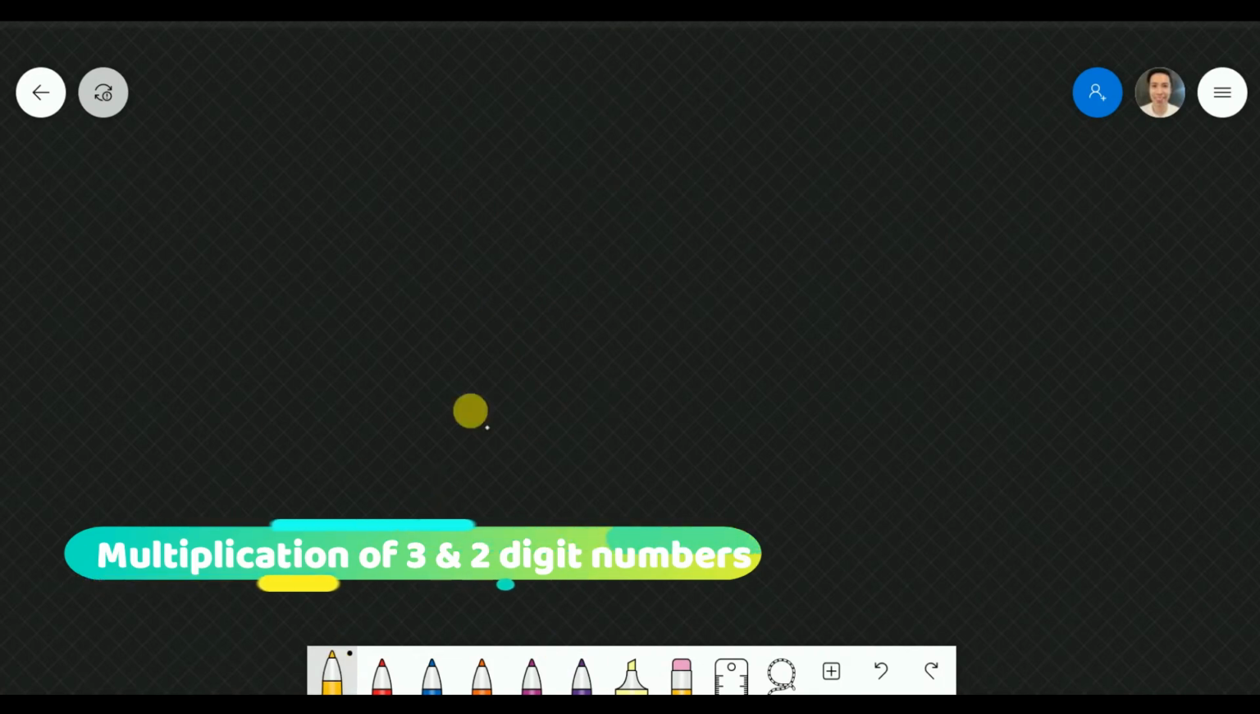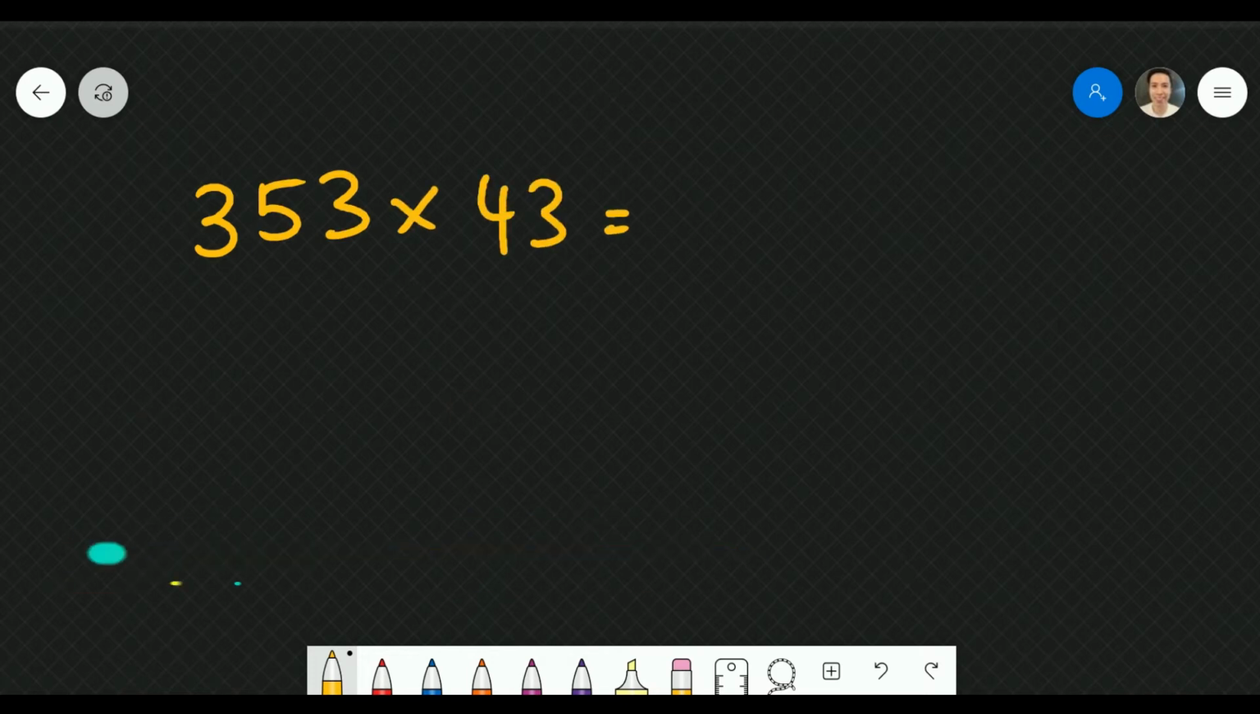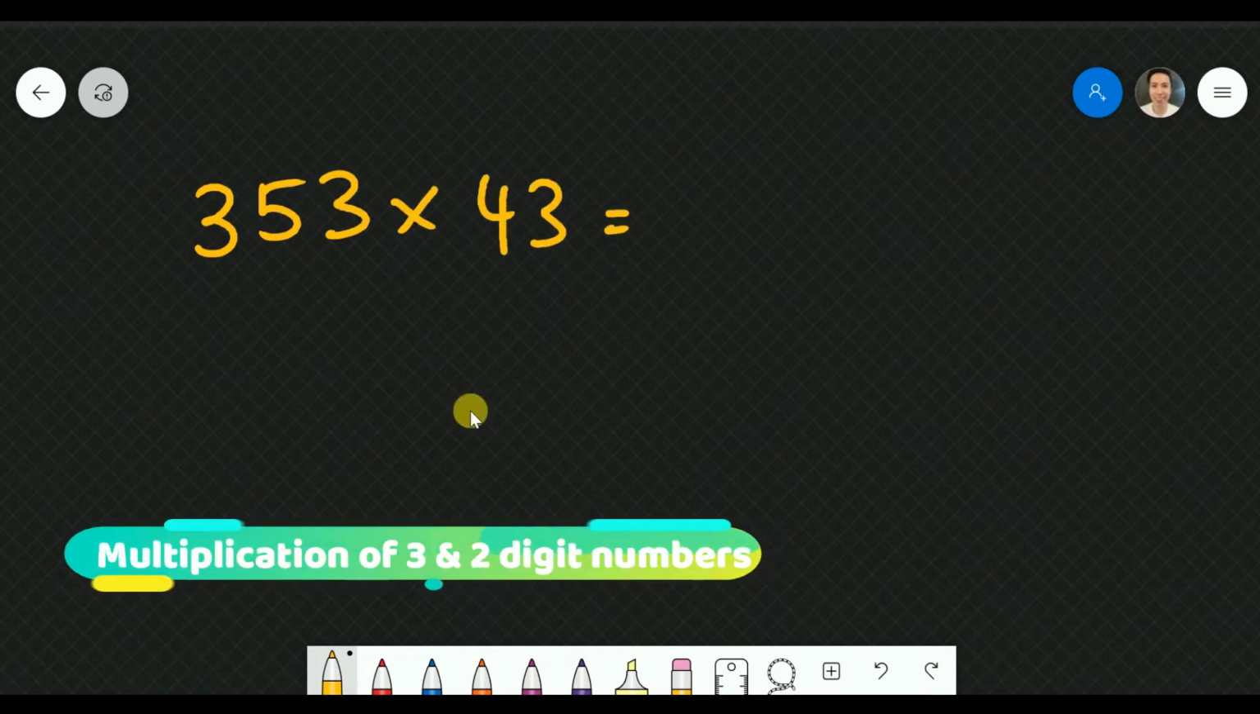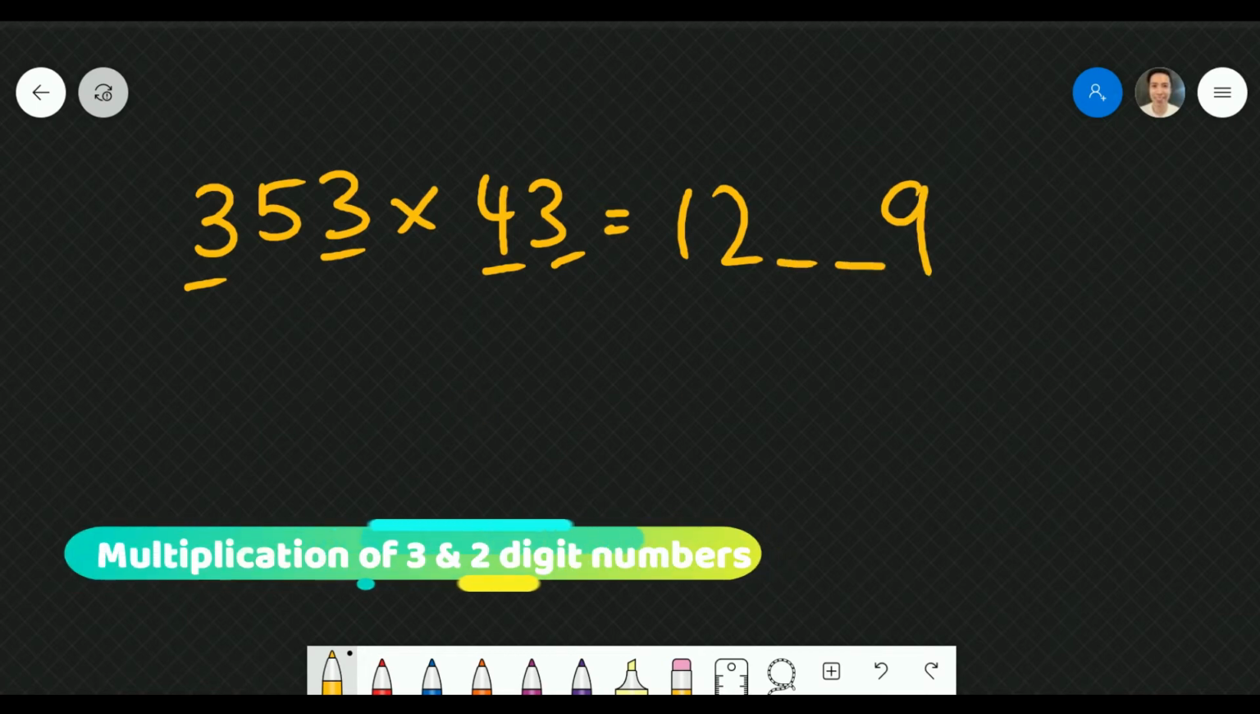Okay, what if I give you the next example, 353 times 43. Alright? So first of all, as usual, 3 times 4 will give you 12, right? And then 3 times 3 will give you 9. You write it at the back. Then you left 2 digits here.